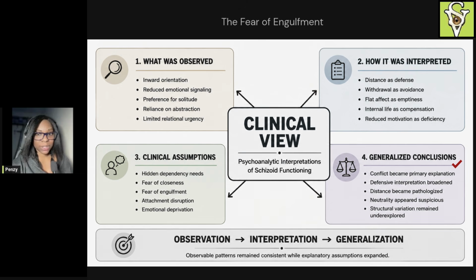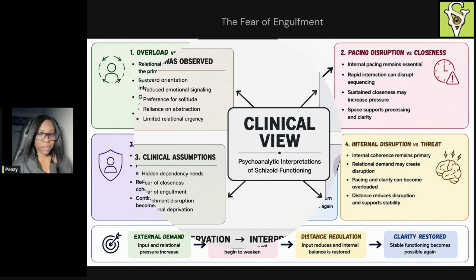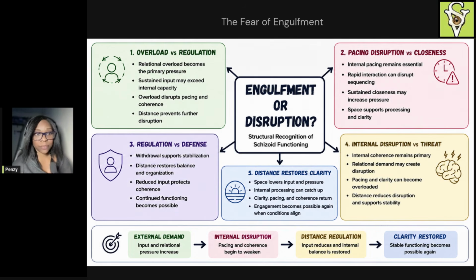Okay, so we're going to move on to the next slide now. The focus is shifting away from emotional conflict towards internal organization, and from the defensive interpretation towards regulatory function. I must make the point that I'm not saying that schizoid individuals do not experience some level of defense, especially depending on the path through which they've developed and the contributing factors. However, as I said before, I want to look at how fear of engulfment can actually be seen differently when looking at what is actually being served and preserved.